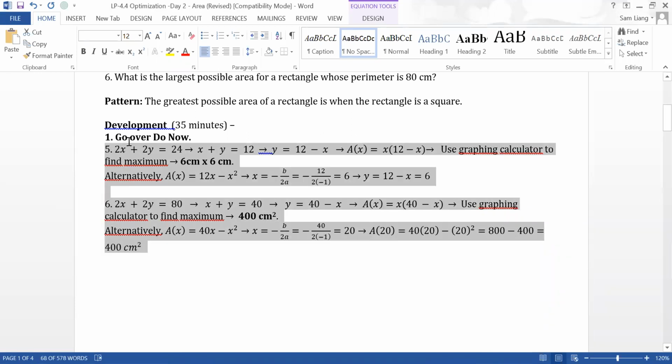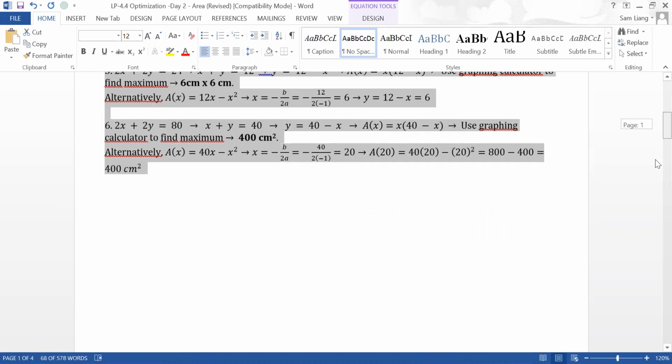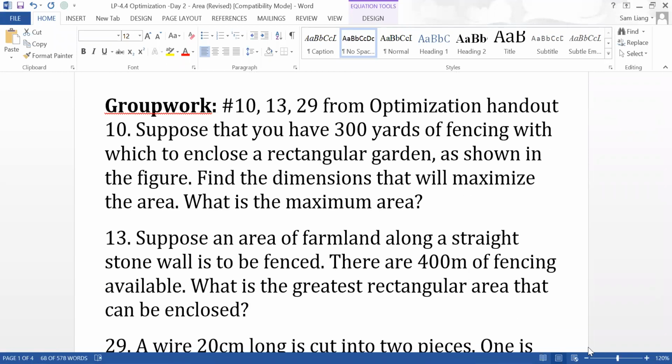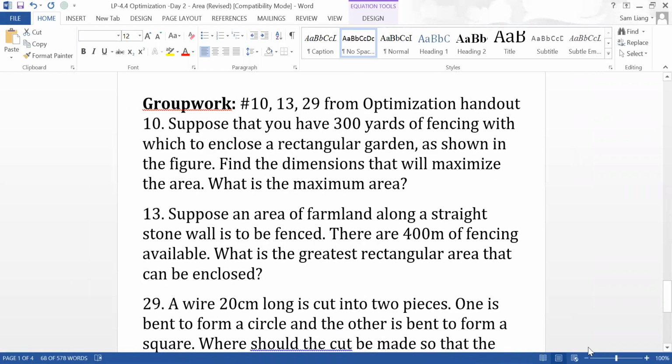Is anyone still copying these solutions? You can type in the chat or speak up. If not, then I'll move on to the worksheet. So here are the questions. We're going to work on 3 questions today.